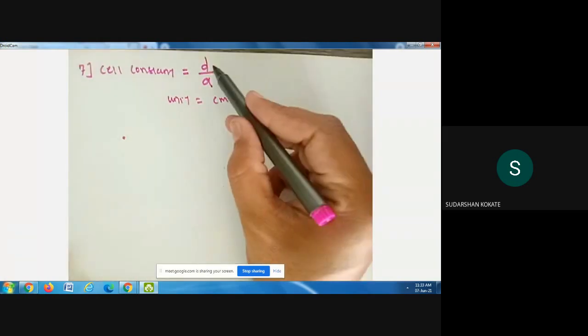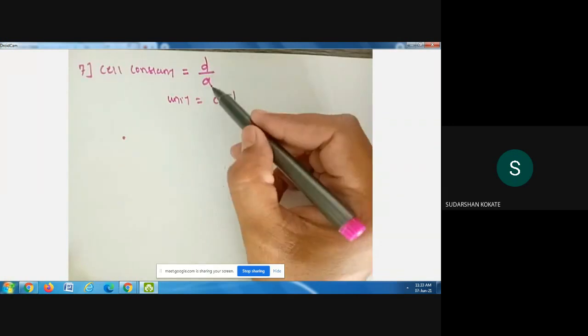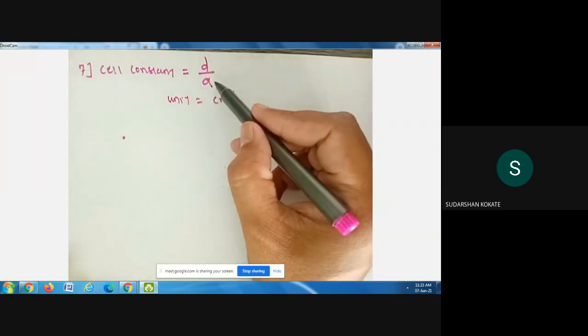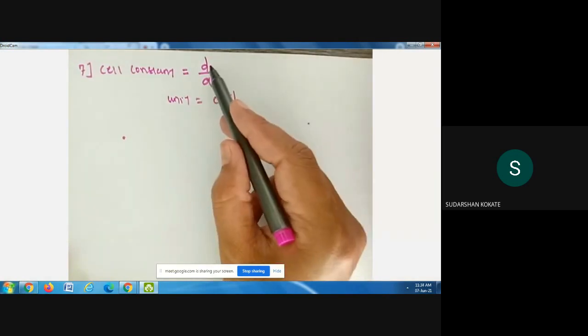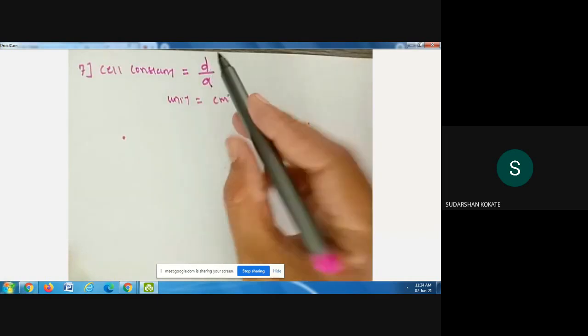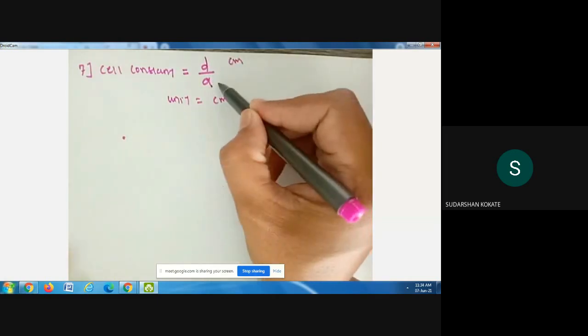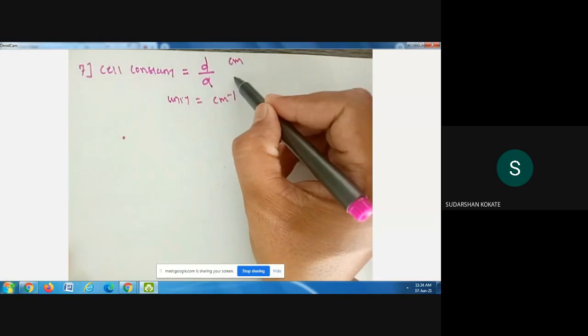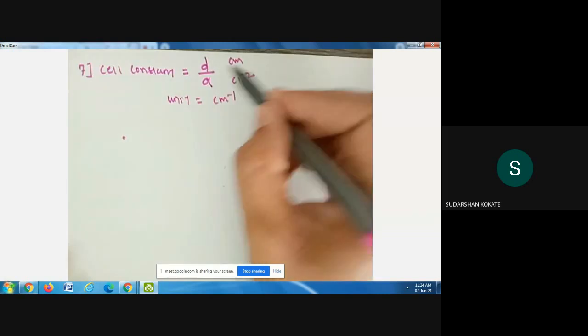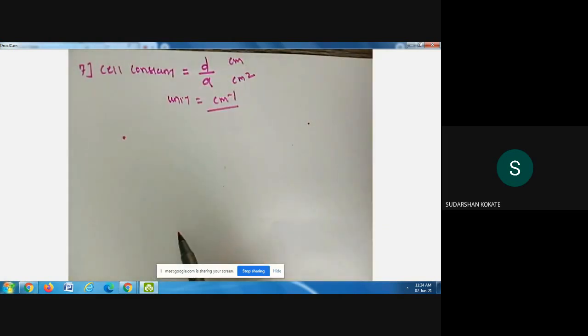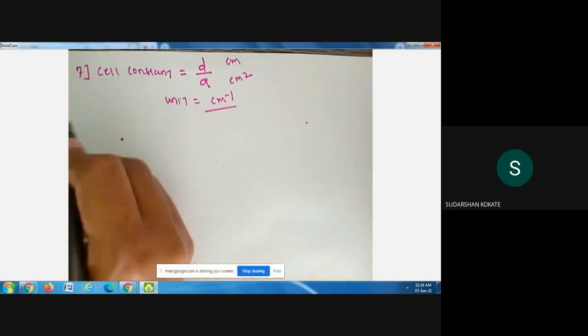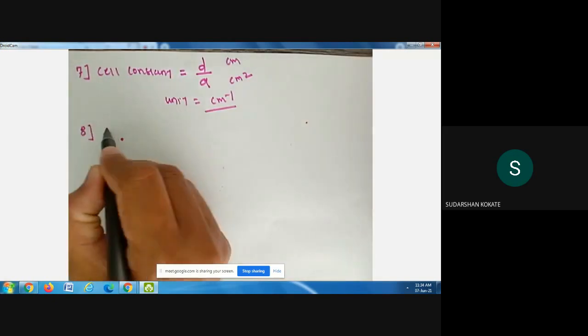This is the ratio of the distance between the electrodes to the cross-sectional area in the conductivity cell. So this is the cell constant. D stands for the distance between electrodes, which is in centimeter. A stands for the area of electrode, which is in centimeter square. And the unit is centimeter inverse, the unit of your cell constant, right?